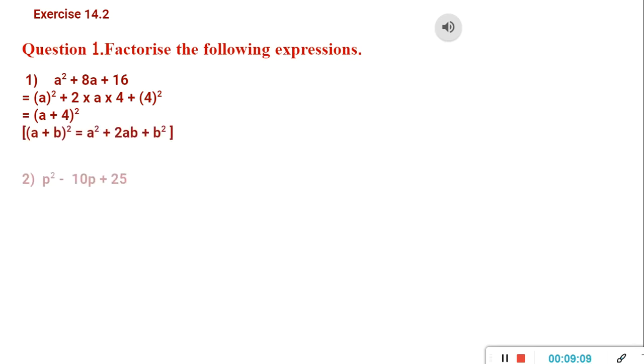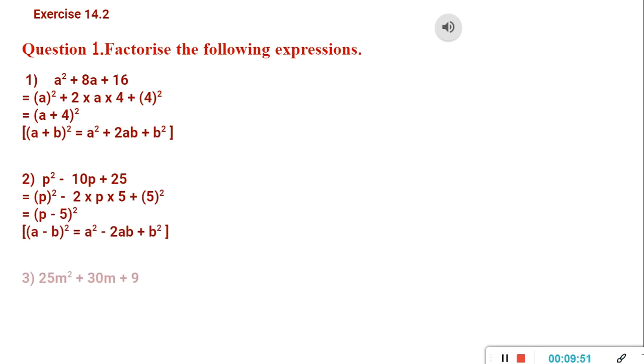Clear? Now second one, p square minus 10p plus 25. Here also three terms are there. Let's see whether any two terms are perfect squares. Yes, p square is the square of p, 25 is the square of 5. In between, 2 5s are 10, 10 into p, 10p. Yes, right. But what is the sign in between? Minus. That means it is the identity of a minus b whole square, that is a square minus 2ab plus b square. So we can write it as p square minus 2 into p into 5 plus 5 square, that means p minus 5 whole square, that is p minus 5 into p minus 5.